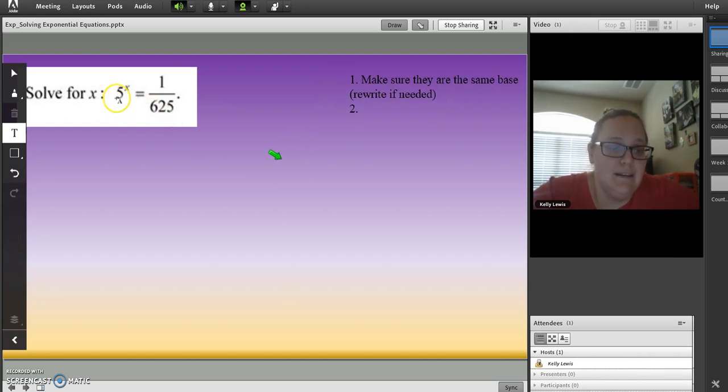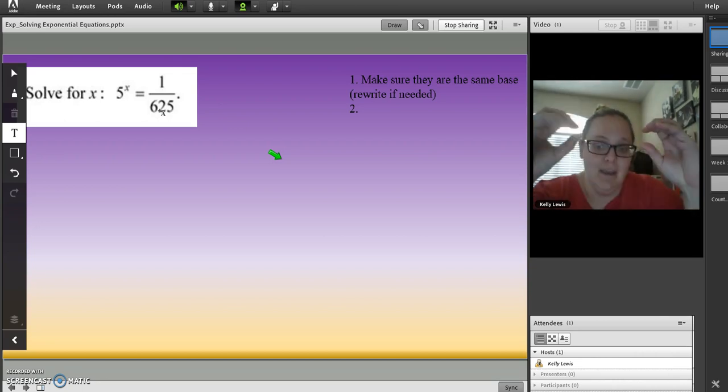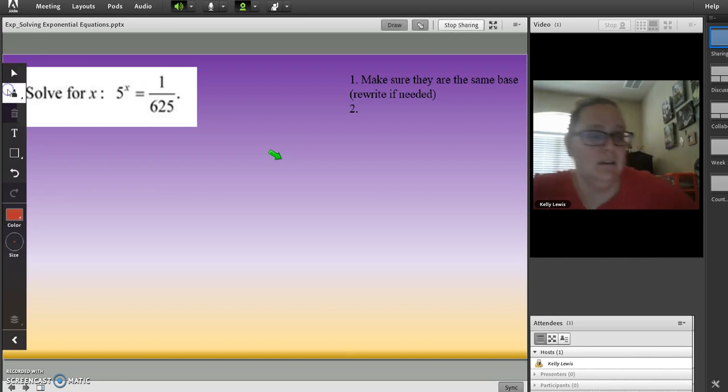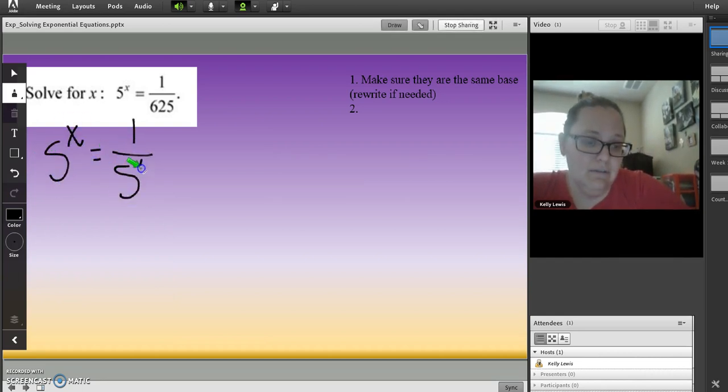Somehow we need to make the bases match, and there's going to be a clue most of the time. The clue in this problem is there's a 5, and we need to somehow make this 625 a 5 to some power, because one of the properties says that if you've got two bases that are the exact same, then the exponents equal each other. 5 squared is 25. 5 times 5 times 5 is 5 cubed, that's 125. 5 to the 4 is 5 times 5 times 5 times 5, that's 625. So 5 to the x equals 1 over 5 to the 4.